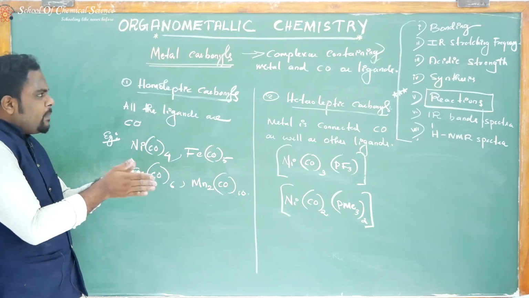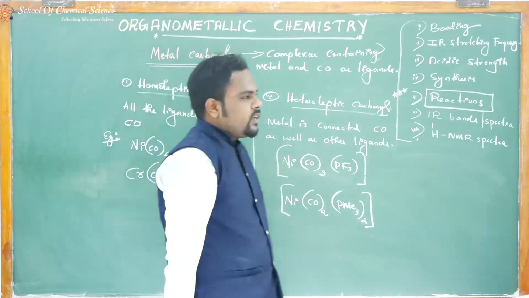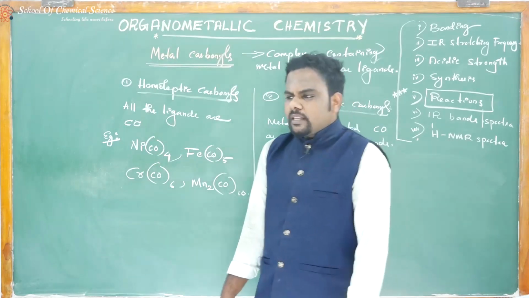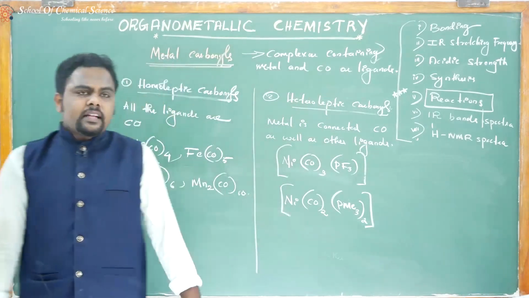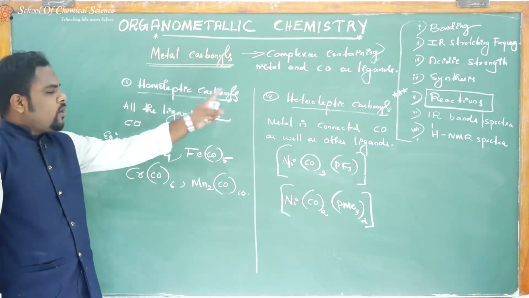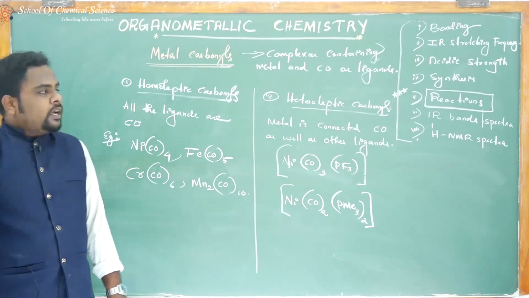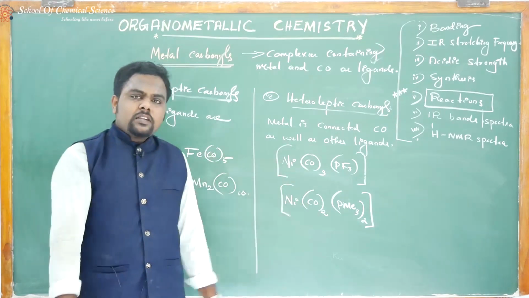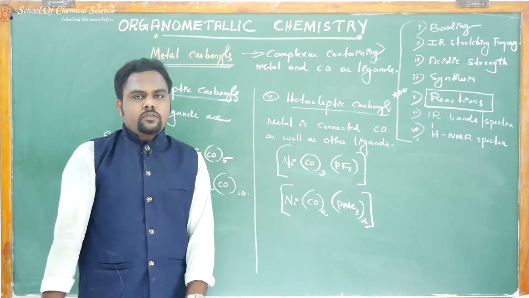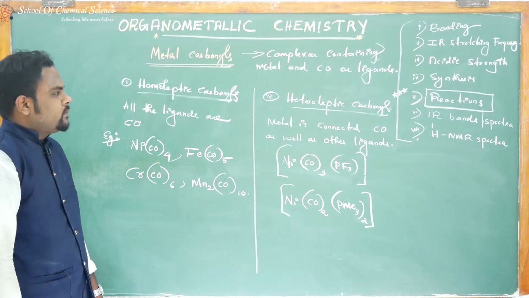So this is a basic introduction about metal carbonyls. In metal carbonyl a metal is present and carbon monoxide is your ligand. There are two types, homoleptic as well as heteroleptic. In homoleptic all the ligands are CO. In heteroleptic other ligands are also present in addition to carbon monoxide.